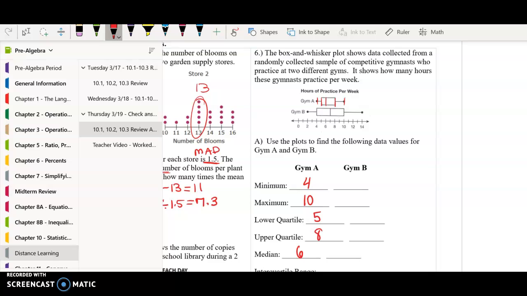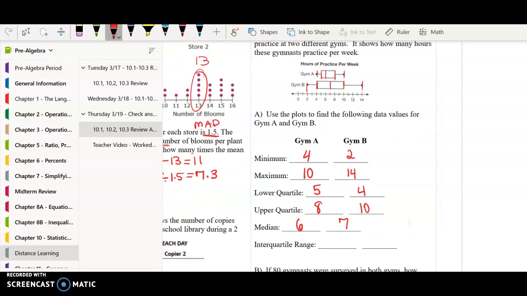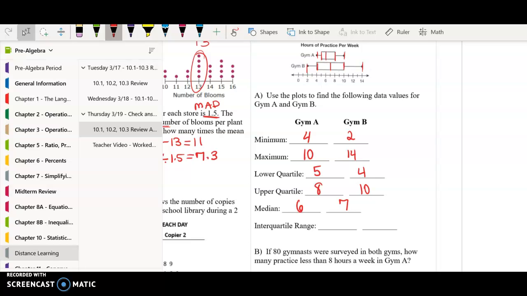Okay, for gym B, the minimum is 2, the maximum is 14, the lower quartile is 4, the upper quartile is 10, and the median is 7. So the interquartile range, I would be taking for the first one 8 minus 5, so the upper quartile minus the lower quartile, which gives me 3. And for gym B, I would be taking the upper quartile, which is 10, minus the lower quartile, which is 4, to get 6.